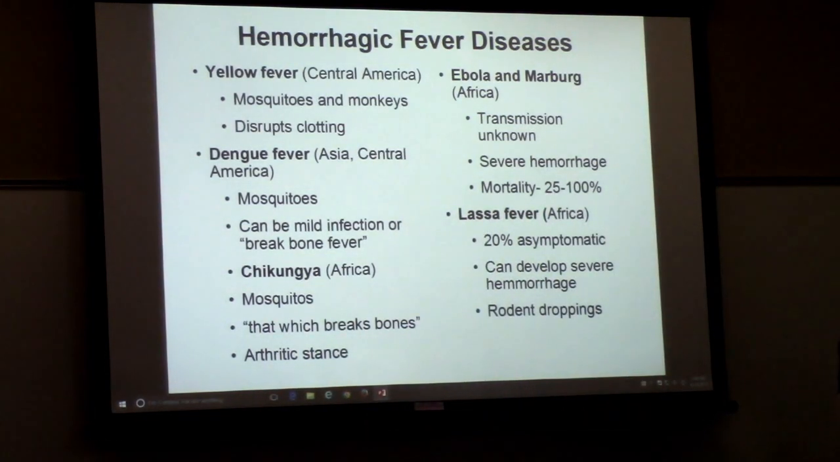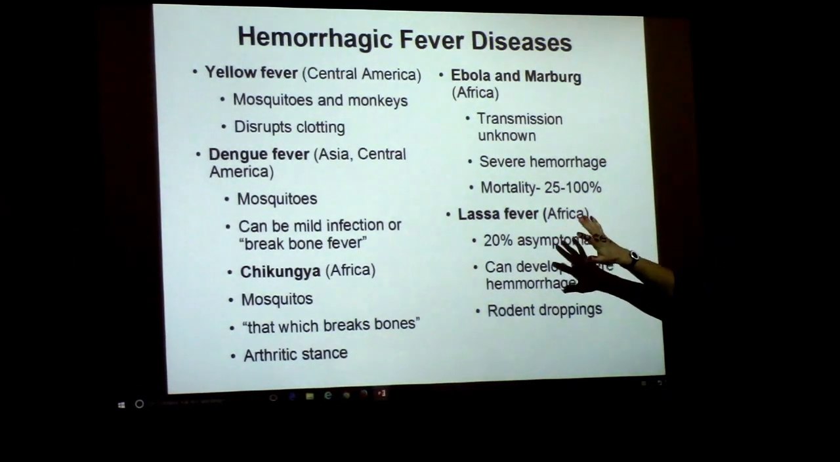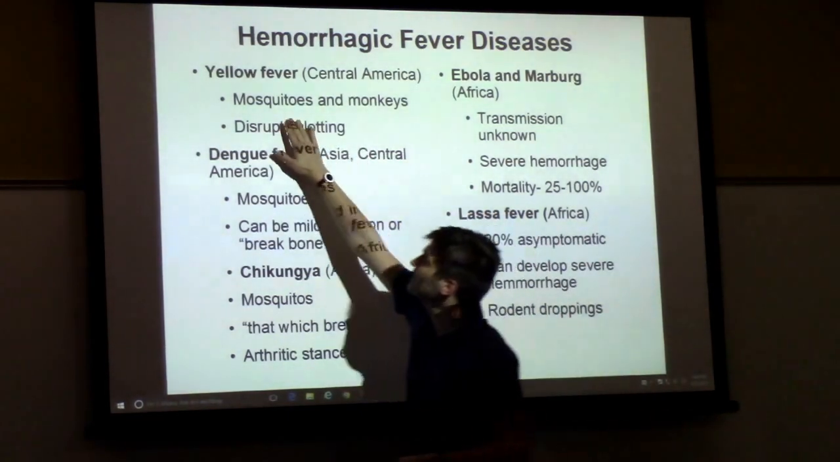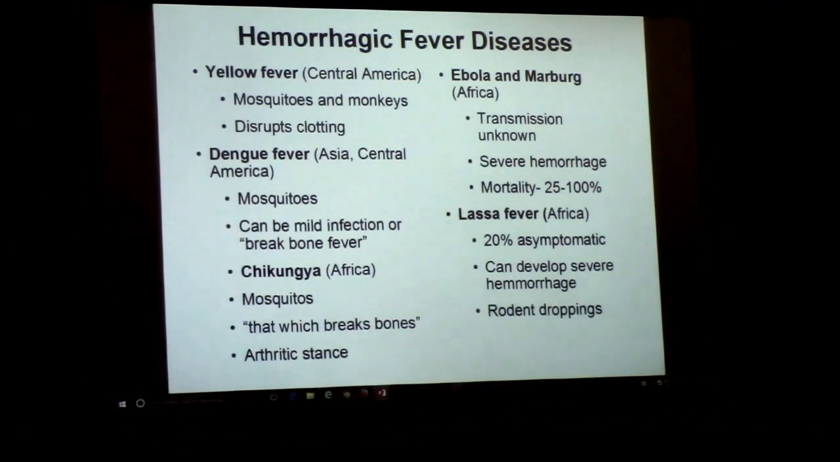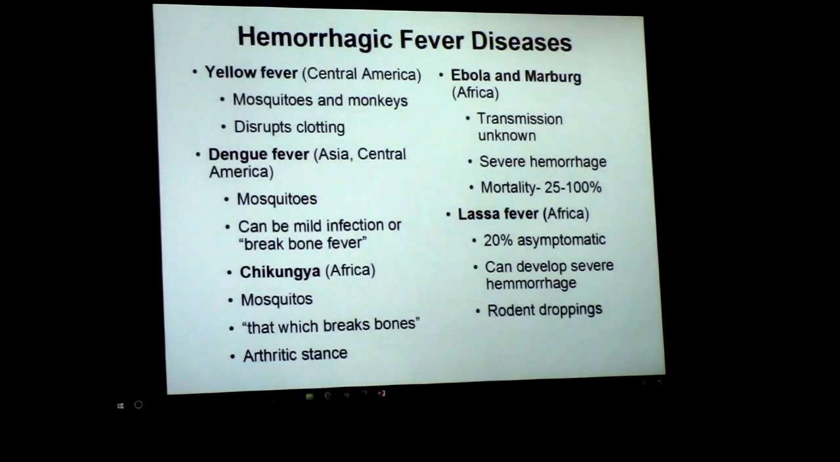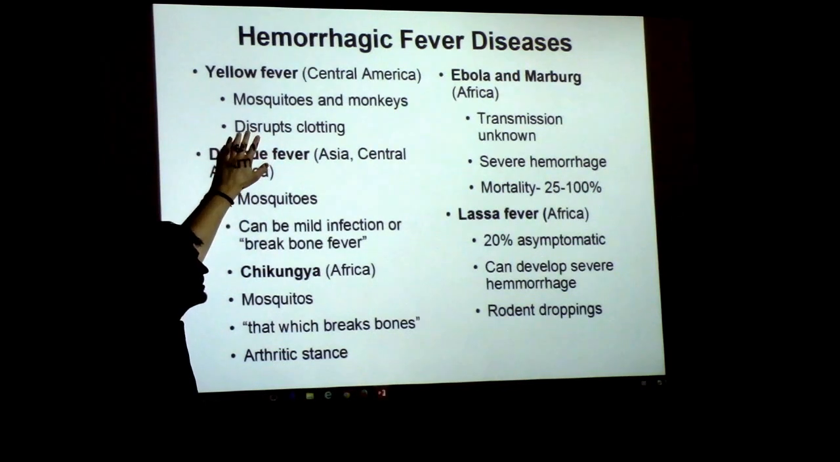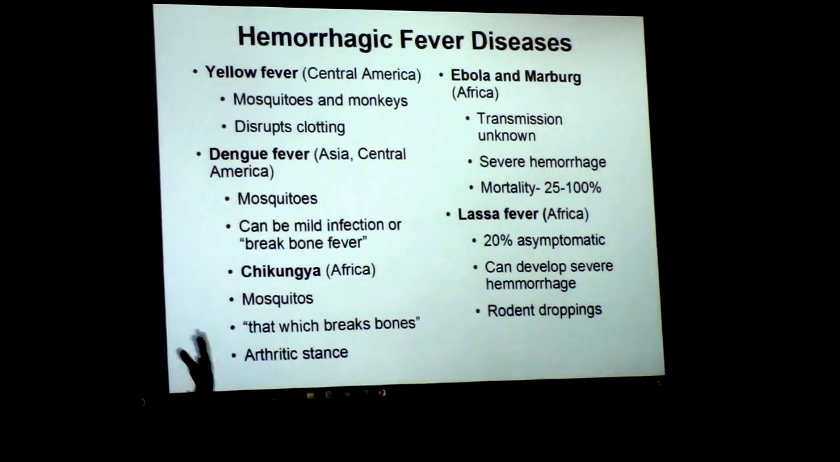Most of these, actually all of these, are viruses, and they are transmitted primarily by mosquitoes. Okay, so yellow fever is transmitted by mosquitoes. It usually causes a pretty nasty fever disease, but not so much hemorrhage. The good news is there's a vaccine against this, so we don't really see this too often, at least in developed countries.